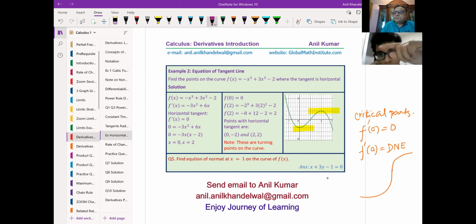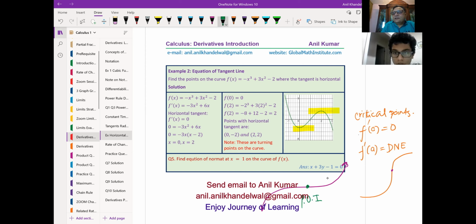Wouldn't that point also be called a point of inflection? This is a cubic function. So yes, there could be a point of inflection, they could be like this. So this is a point of inflection, where the tangent horizontal comes from.